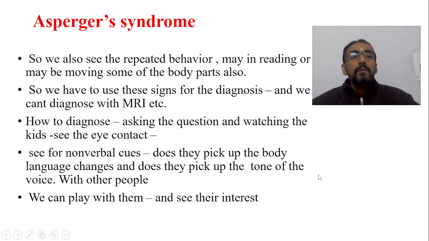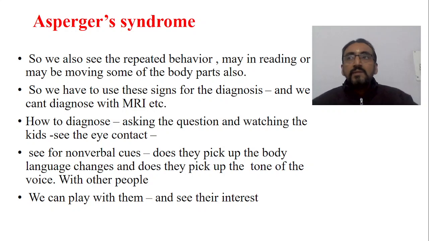Now we also see repeated behavior, either in reading, or maybe moving some of the body parts. He may show an extreme interest in reading, or may not show an interest at all, or maybe move some of the body parts. He always likes to move them whenever he is talking or sitting, something like that. So we have to use these signs for the diagnosis of Asperger syndrome.